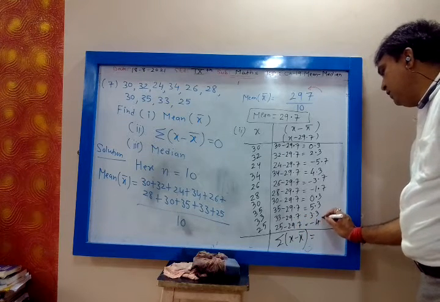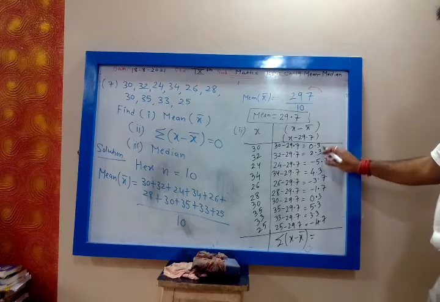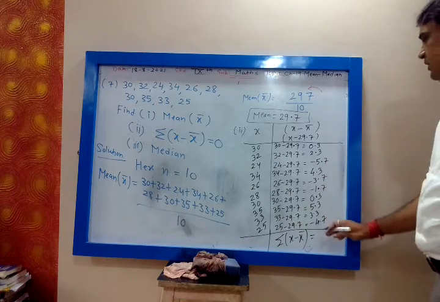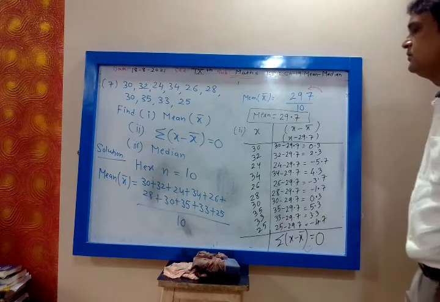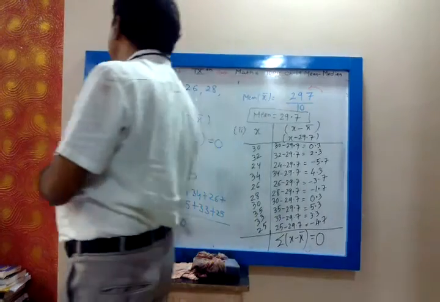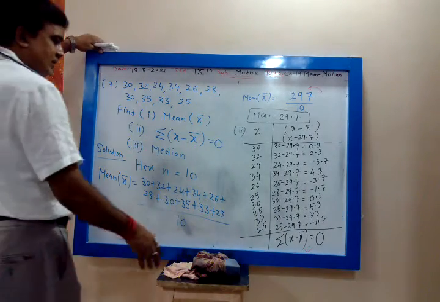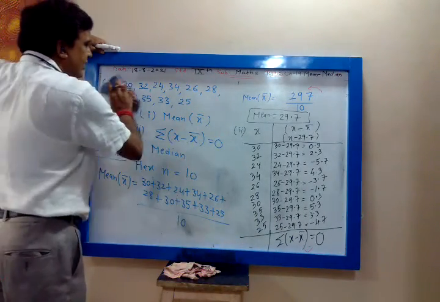4.7. Yes. Now you add all this. First you add the plus values, then you add the minus values, and the answer will be 0. Yes, you can check the calculation. First you add the plus values, then you add the minus values.